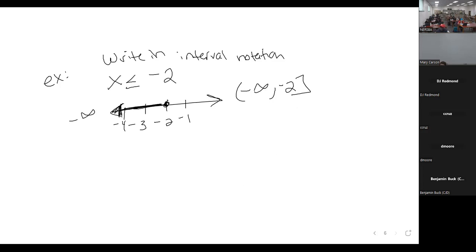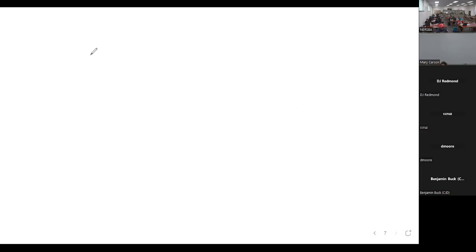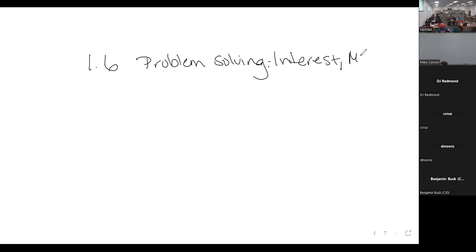All right, so we're going to go ahead and do our notes for 1.6. And that covers just problem solving techniques. Again, I can't cover every possible word problem that there is, but I'm going to do some. There's a lot more problems in your book. Interest, there are mixture problems, motion, constant.